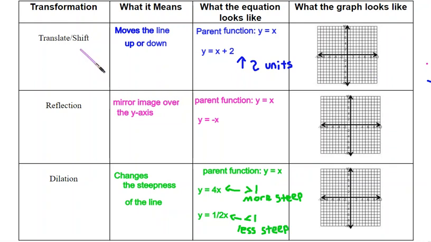Okay? So translate means you're going to move it up or down, you're going to shift it up and down. Reflecting means it's going to reflect it over the y-axis, and dilate changes the steepness of the line. All right, so I wrote some examples here for you. Go ahead and graph them on your graphs over here so you can have a nice quick reminder of what they look like.